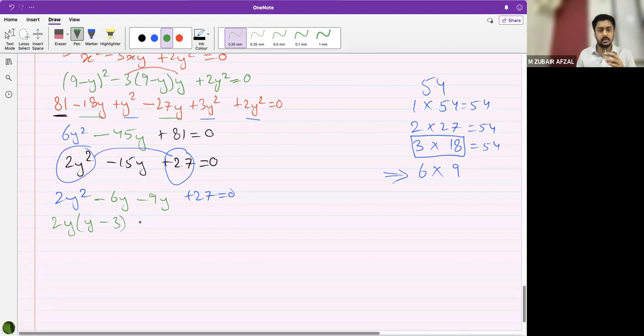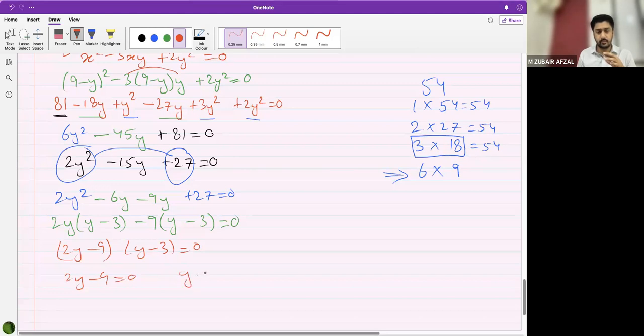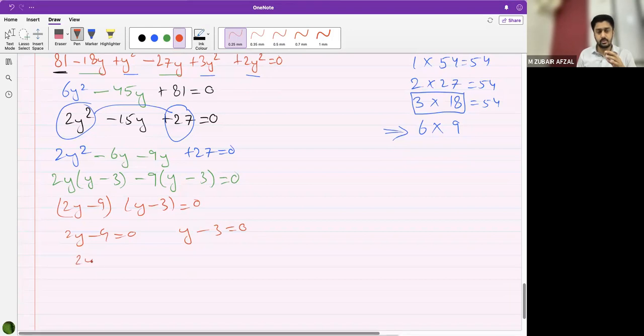Then again, I take out 3, leaving 2y, y square, and minus 9. This is y minus 3 is equals to 0. So 2y minus 9 times y minus 3. 2y minus 9 equals to 0, and y minus 3 is equals to 0. 2y equals 9, y is equals to 9 by 2, and y is equals to 3.